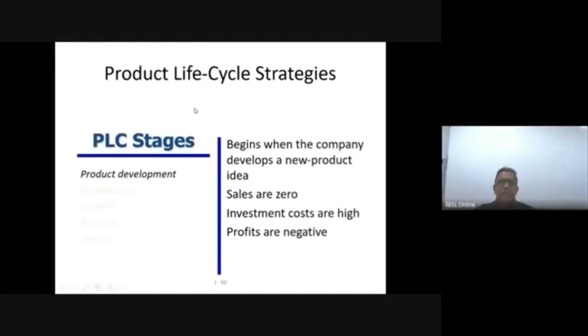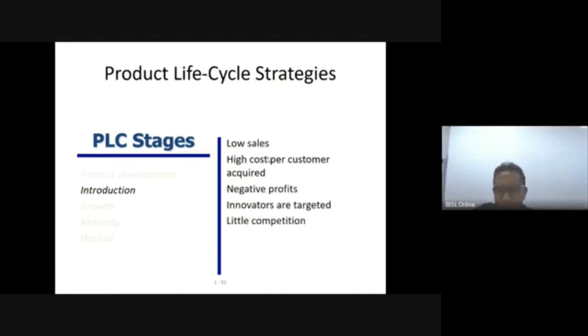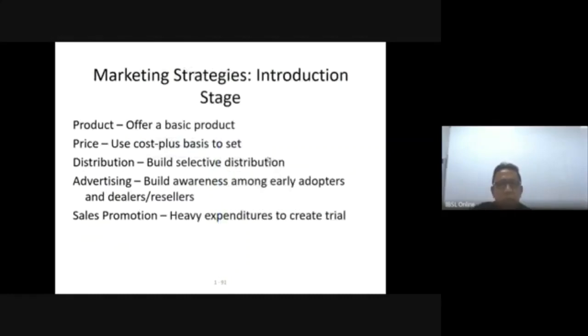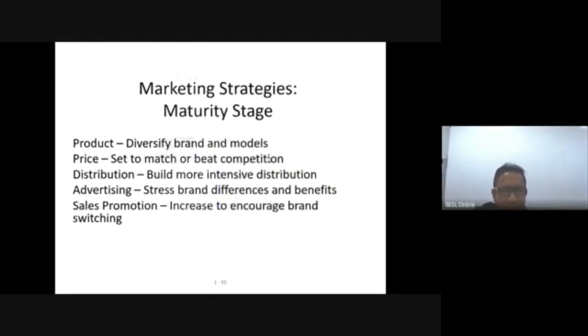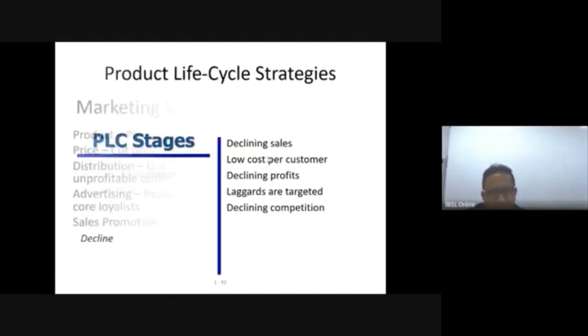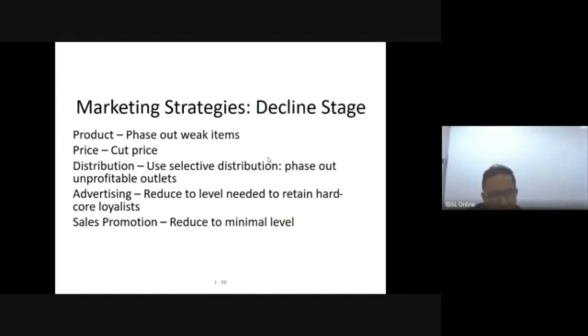So the PLC, the product life cycle: stages and strategies at each stage. The product development or introduction stage has certain strategies: what you do with the product, the pricing, the distribution, advertising, and sales promotion. In the growth stage there are strategies with regard to product, price, distribution, and so on. In the maturity stage, likewise. And in the decline stage also, you have strategies for product, price, distribution, advertising, and so on.